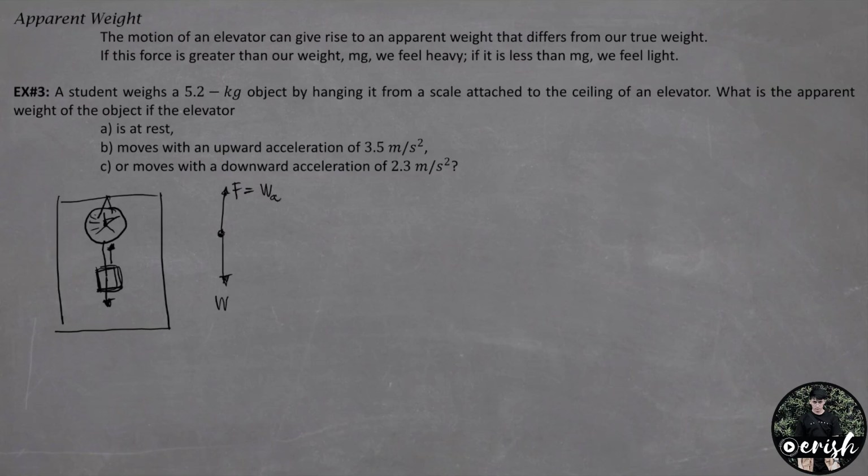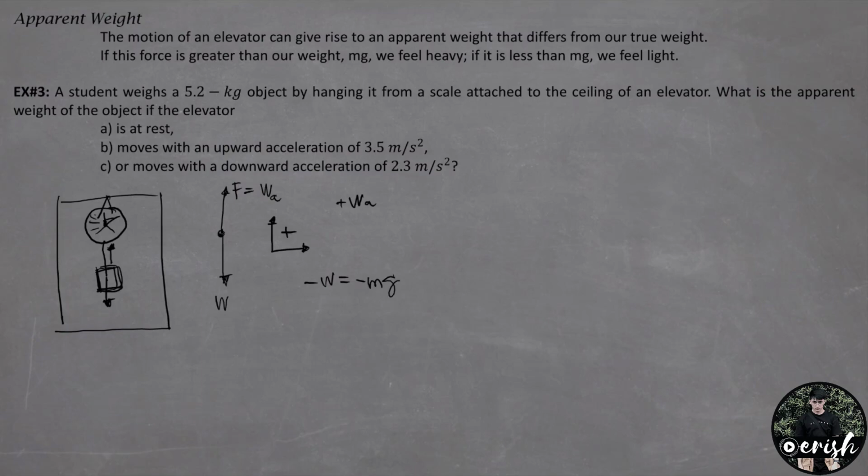So mapapansin natin that yung upward is the positive direction. Therefore, yung weight nung object is negative. We have negative, and this is equal to negative mass times gravity. And the y component naman nung apparent weight is positive. So, alam na natin yung magnitude ng weight. Alam natin yung mass ng object, which is 5.2 kilograms, and imultiply lang natin siya sa acceleration due to gravity. Masasolve na natin yung weight.